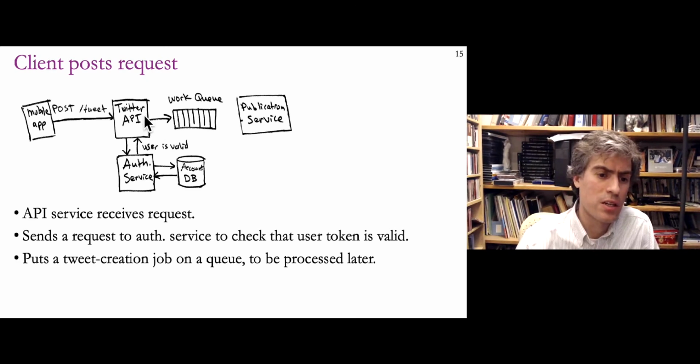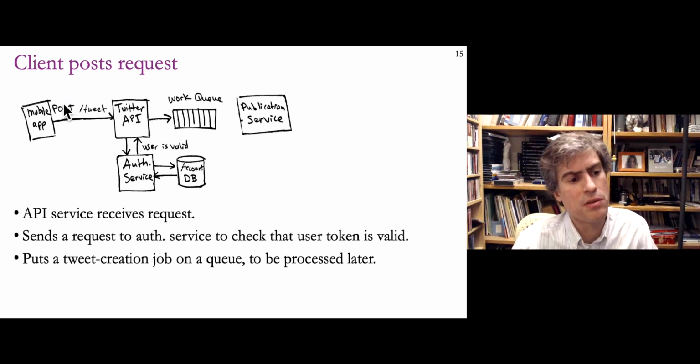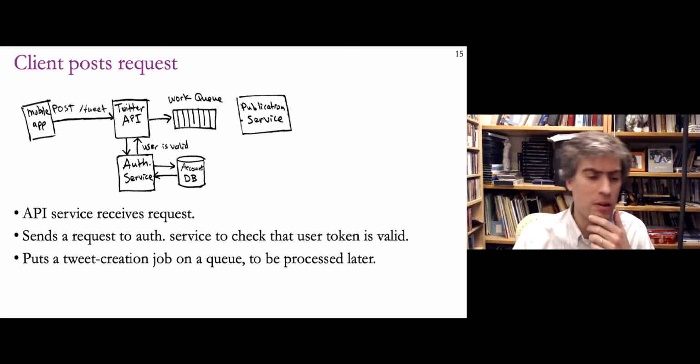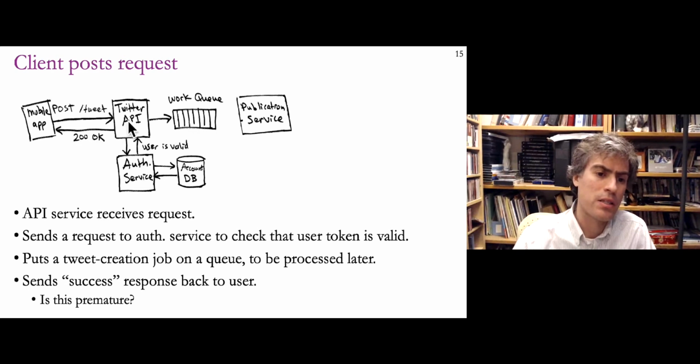The next thing it does is create a message that encapsulates all the relevant information from this request about the tweet, like the text of the tweet, who it's from, what time it was created, all that stuff. It puts that message in this queue. It puts a tweet creation job, or tweet creation message, two ways of thinking about it, on this queue, and those will be processed later. So that's the asynchronous part of it. It doesn't wait for the message to go through the queue; it just adds it to the queue. Once that's done, this API server will send the 200 OK response back to the app.